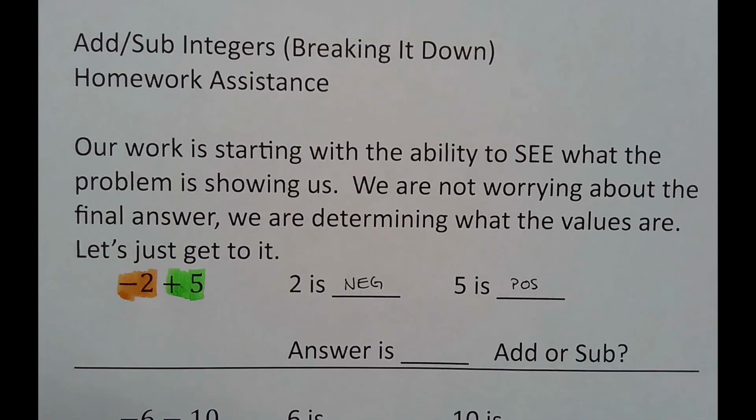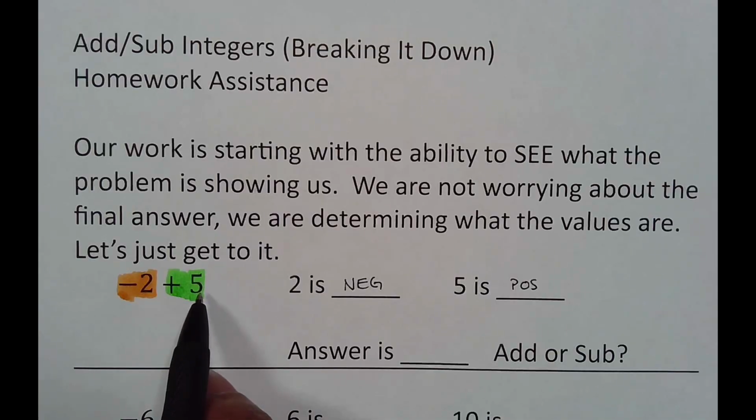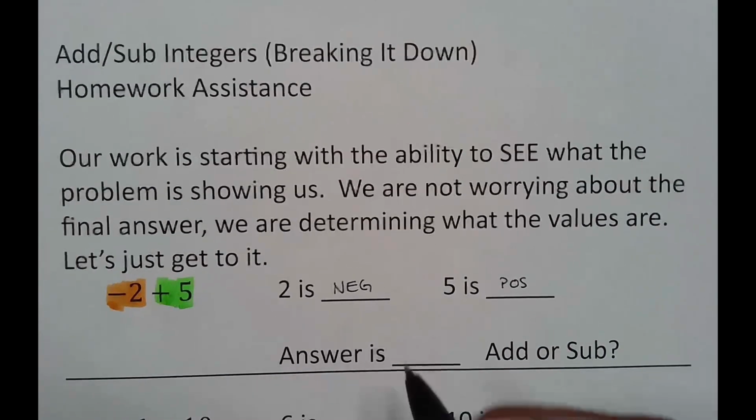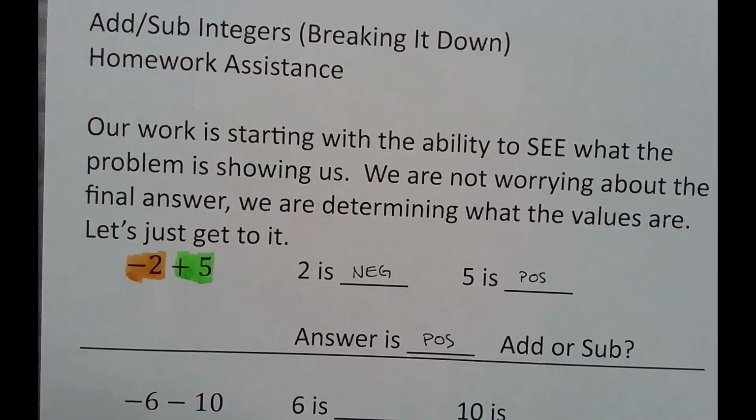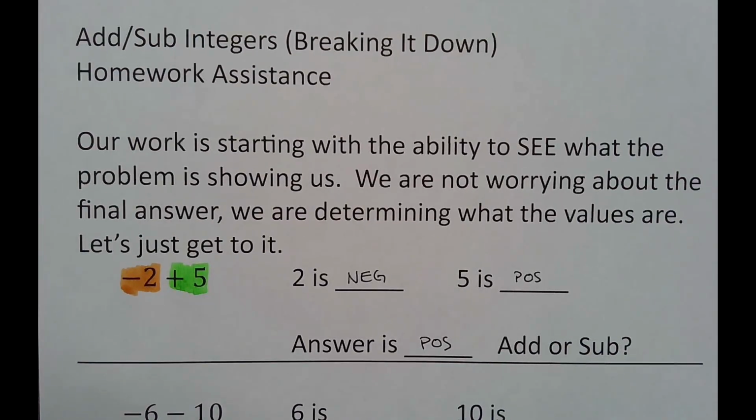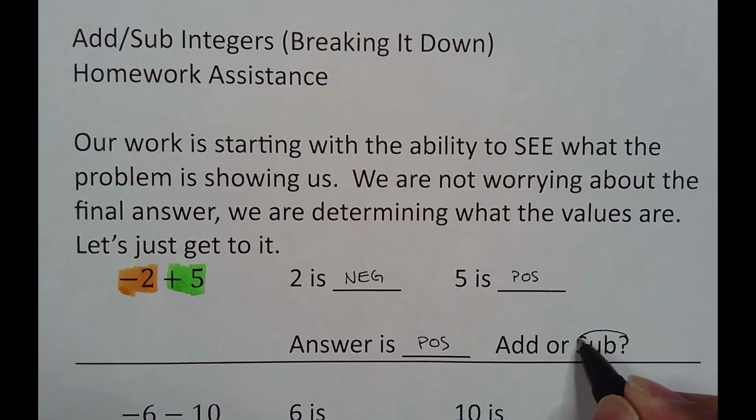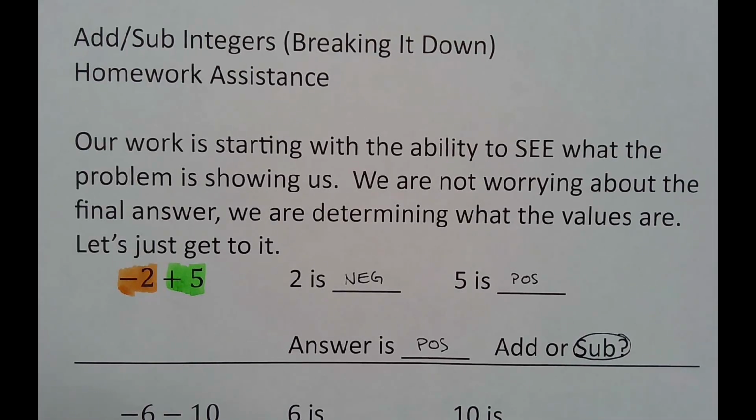Now, if you want to know what your answer is going to be, think about this as a competition. Who has more, the negatives or the positives? Well, if the bigger number is 5 and the 5 is positive, then the answer is going to be positive no matter what. And then in terms of add or subtract, do these two numbers get along? Are they friends? No, they're not. And because they're different, it means we are going to subtract. All right, so that's it.